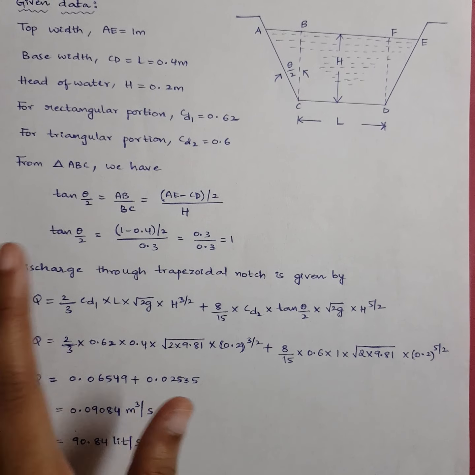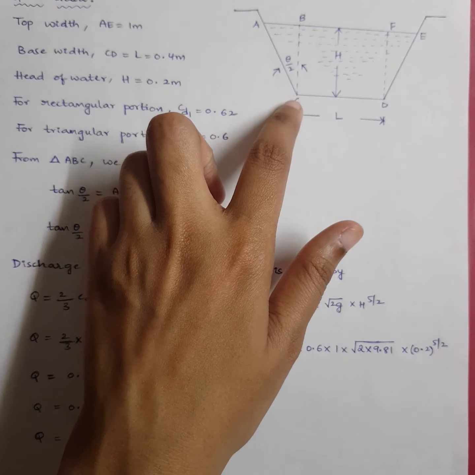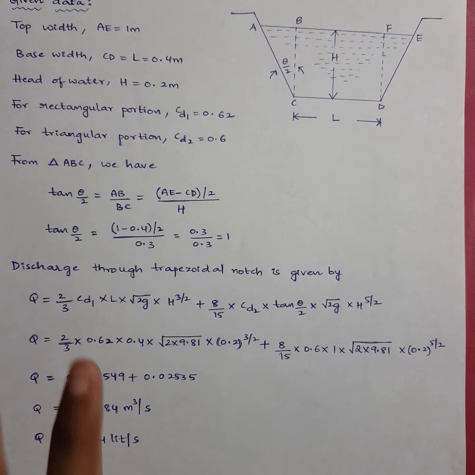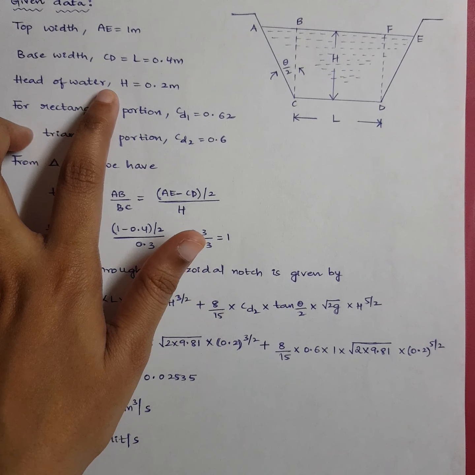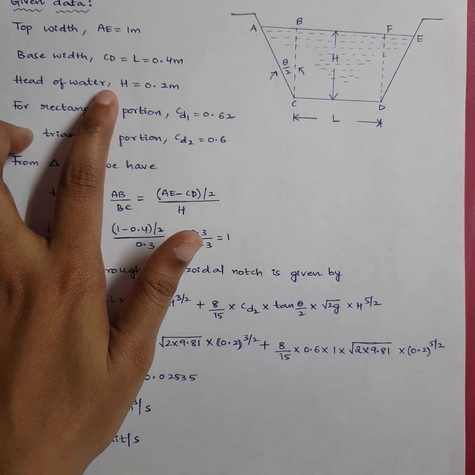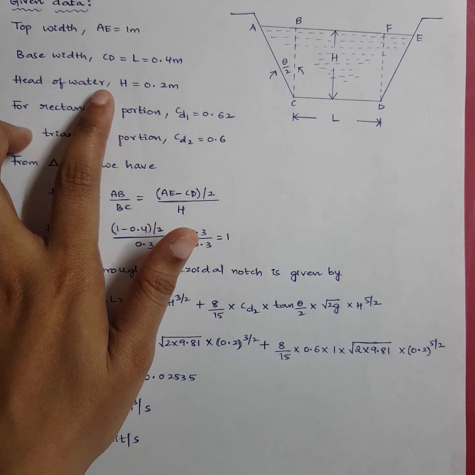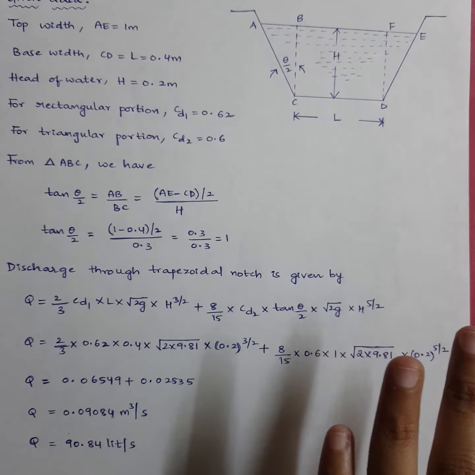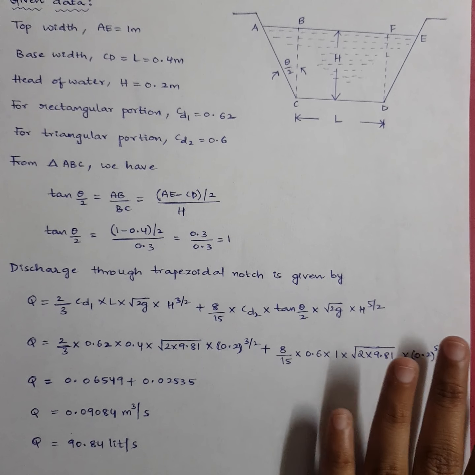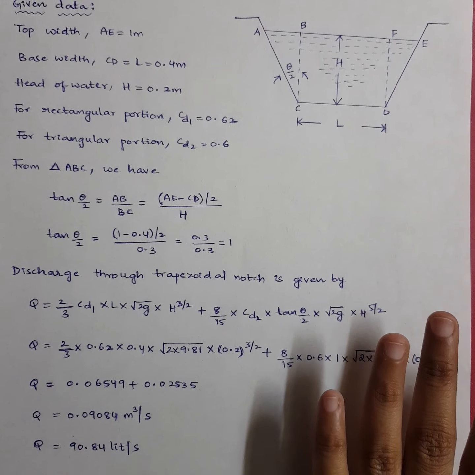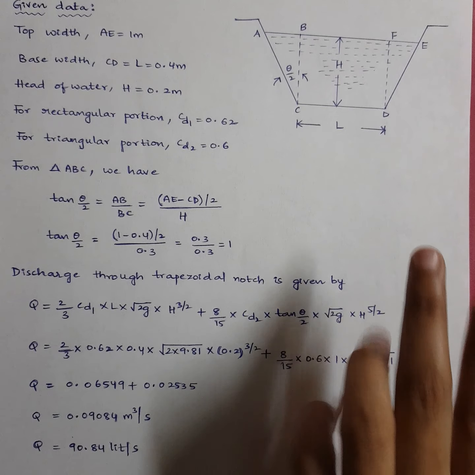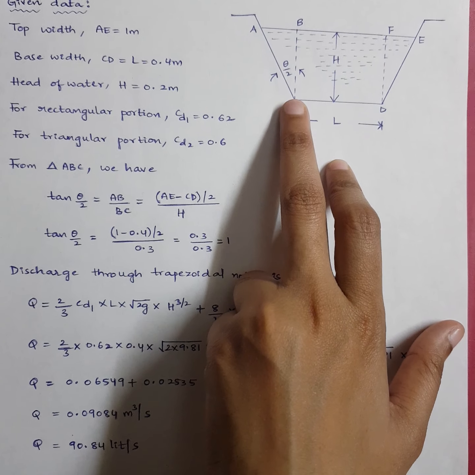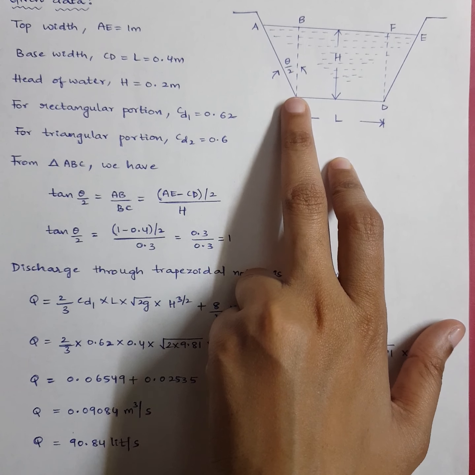Why? Because you shouldn't get confused when you are doing this problem. I am repeating that I wrote H here as 0.2 meters, but that is when you are doing Q, not when you are doing tan theta by 2. That's why he gave us the total height of the notch. Because the height of the notch is required when you are doing tan theta by 2. Always remember, we are doing theta by 2 for the notch, not for the water, correct?